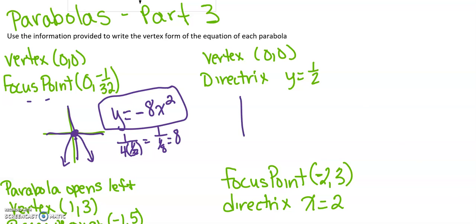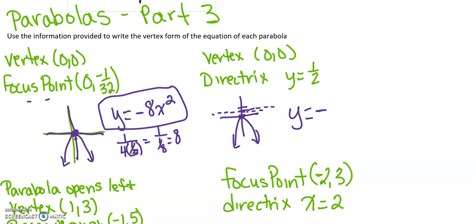All right, so this again, the vertex is at 0, 0. The directrix is at y equals 1/2. So if this is 1, then my directrix is right there between the 1 and 0. Remember, my parabola opens so that the directrix is on the outside. So again, this parabola opens down.